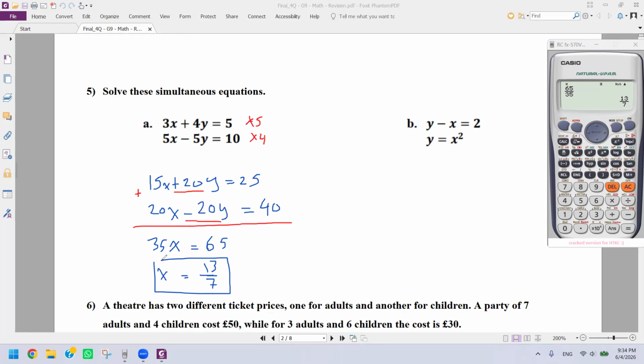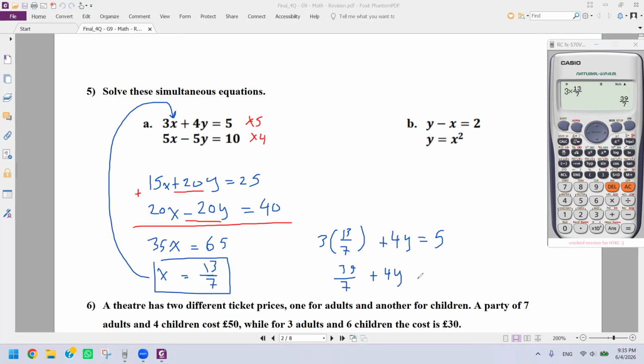So since now I know the x value, I can substitute in any of the equations. Let me substitute in the first equation. So 3 times 13 over 7 instead of x, plus 4y equals 5. First of all, let me multiply this. 3 times 13 over 7 is 39 over 7.